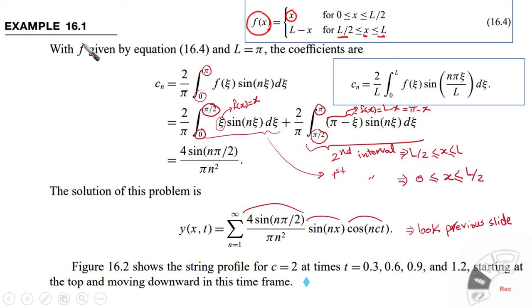Now with f given by equation 16.4 and with L equal to pi, so we are going to use L equal to pi here, so it is a limited interval. The first thing is we want to calculate the coefficients, right? The coefficient that we are going to deal with is Cn. In the previous video I mentioned the coefficient that we need to calculate.